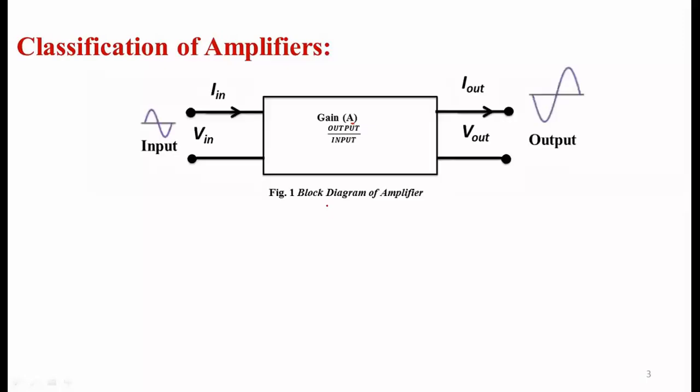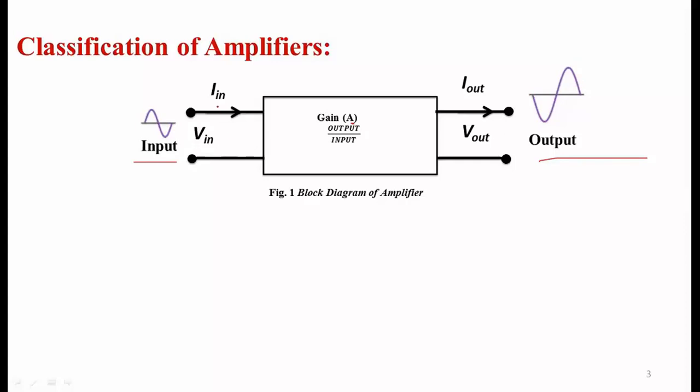As you know, an amplifier is a circuit which is used to increase the magnitude of the signal applied to its input. Here we have the block diagram of an amplifier. This is the input port and this is the output port. The input signal is applied at the input port and its amplified version is received at the output.